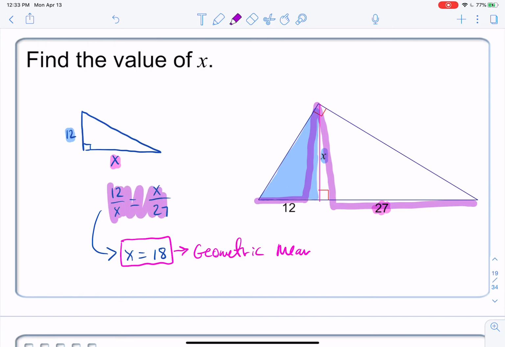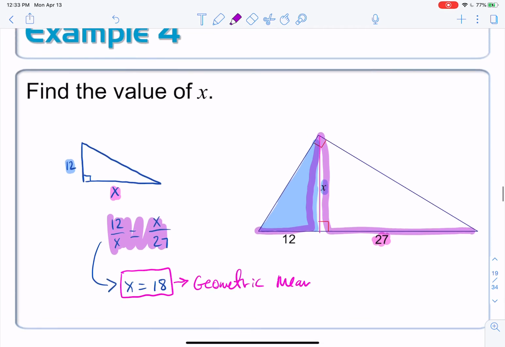Now, I could have gone the opposite direction. I could start at 27 and go in the opposite direction. I could go 27 over x is equal to x over 12, and it would not be exactly the same as this one, but it would solve the same way. It would just be upside down. It'd be the reciprocal, but the x value would still be the same.